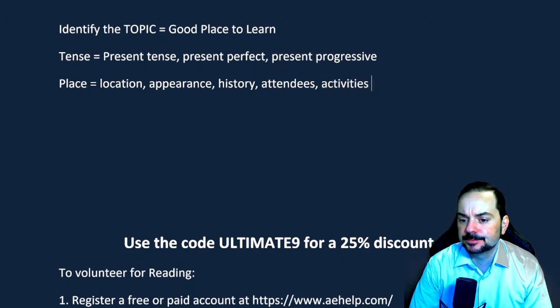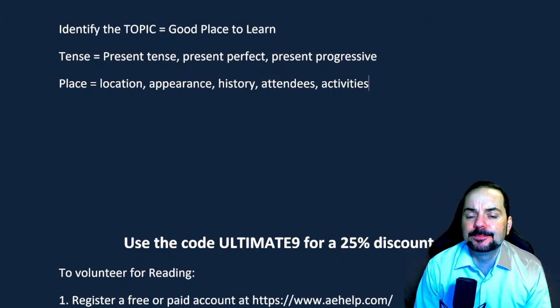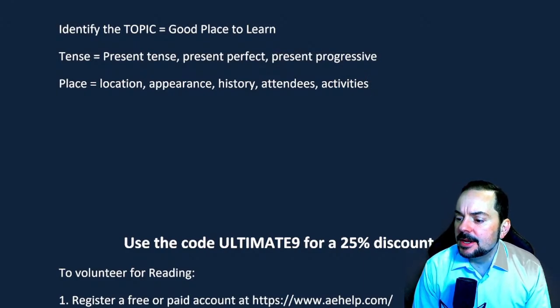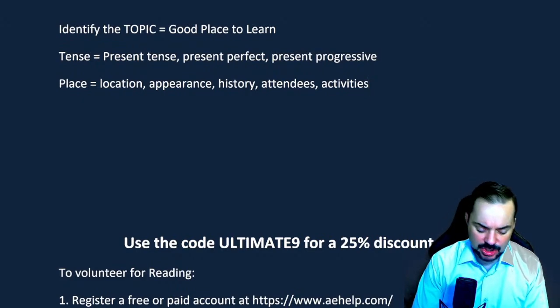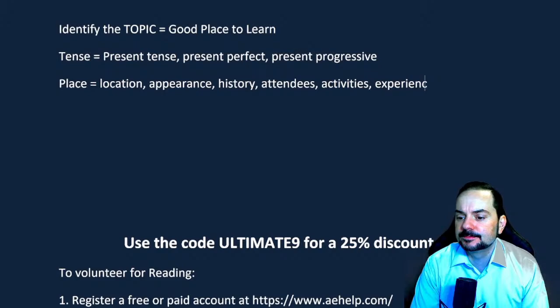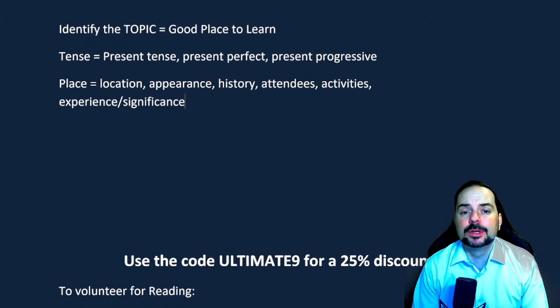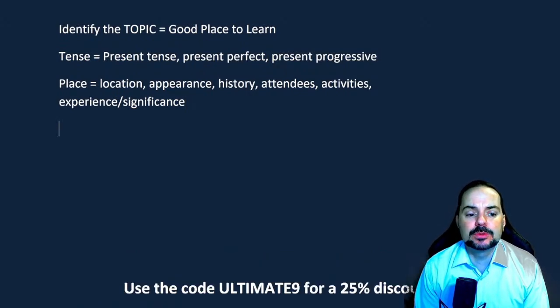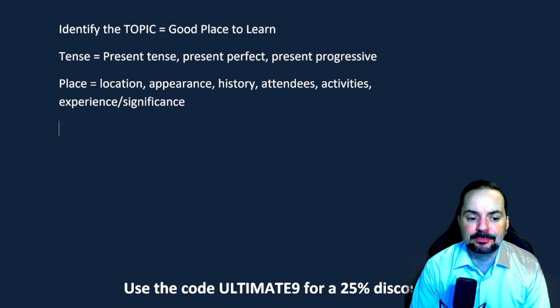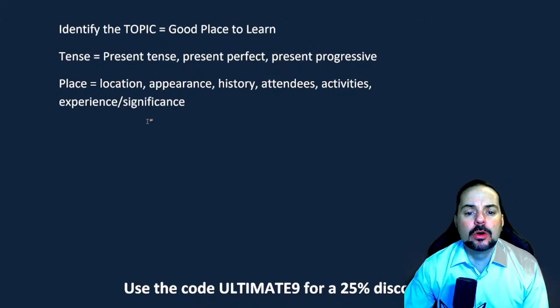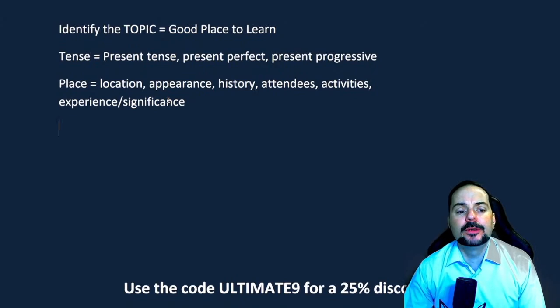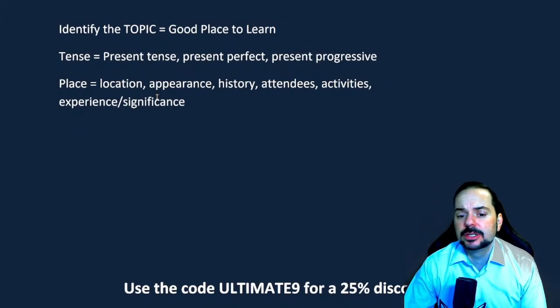So what happens there, right? And then the significance or the experience, Rashika, that's right. So what does this place mean for you? What does it mean for the people, right? So that's what you want to talk about. Now, you realize this. So, you're talking about a good place to learn. You're talking in present perfect, progressive. You want to talk about its location, its appearance, maybe a little bit about its history if possible. Who goes there, activities, significance.